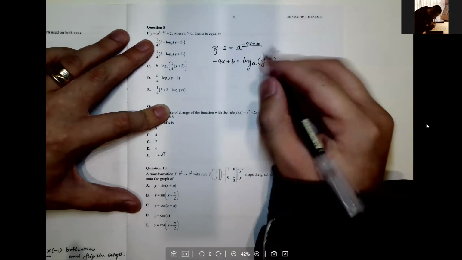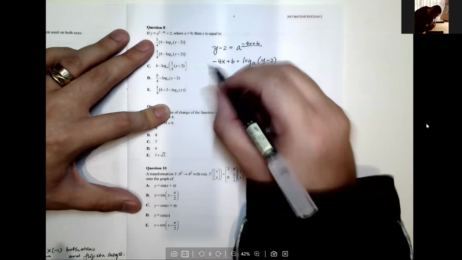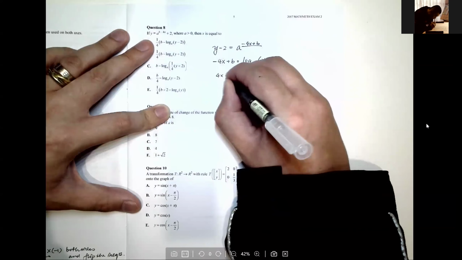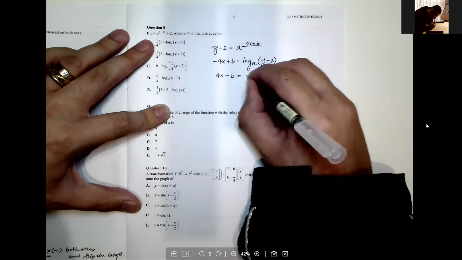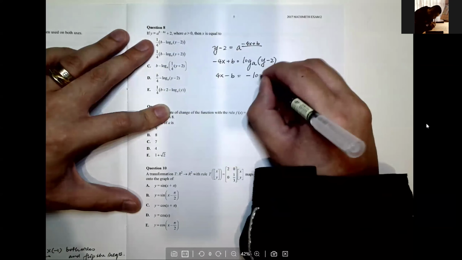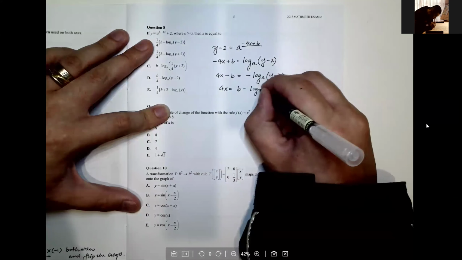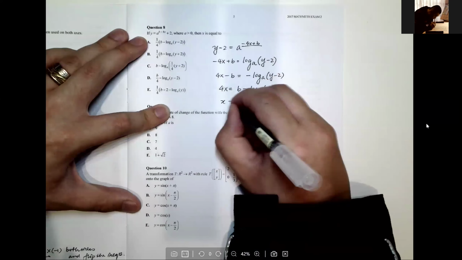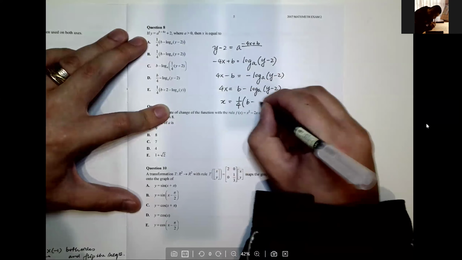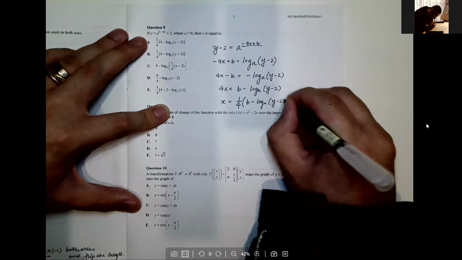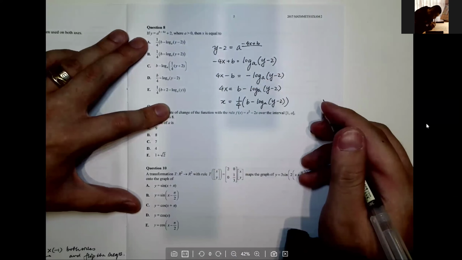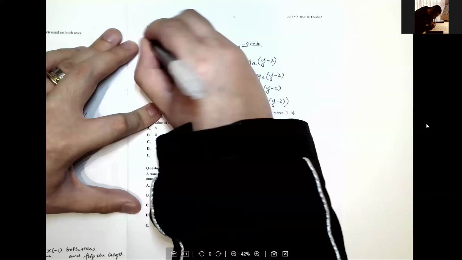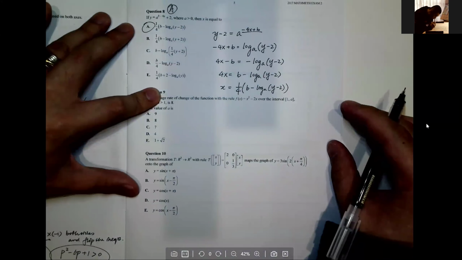The other thing is we want to rearrange this equation so we get 4x minus b, multiply negative 1 both sides will give you minus log a of y minus 2. And therefore, 4x equals b minus log a of y take 2. If you divide everything by 4, you will get x equals a quarter bracket b minus log a of y take 2. Okay, so therefore I would say the answer is option A. Yep, that is question 8.